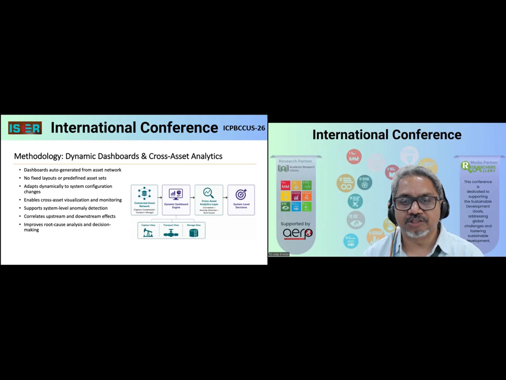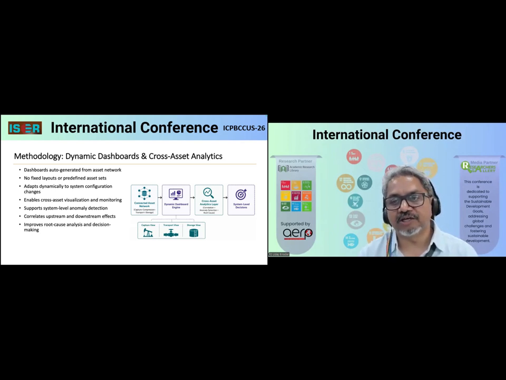Not only is the dynamic dashboard important to visualize the entire flow from surface to subsurface, but it also allows cross-asset analytics by correlating upstream as well as downstream operations. This improves anomaly detection and helps distinguish root causes from the entire system. Overall, the approach supports more informed system level decisions based on the environments.